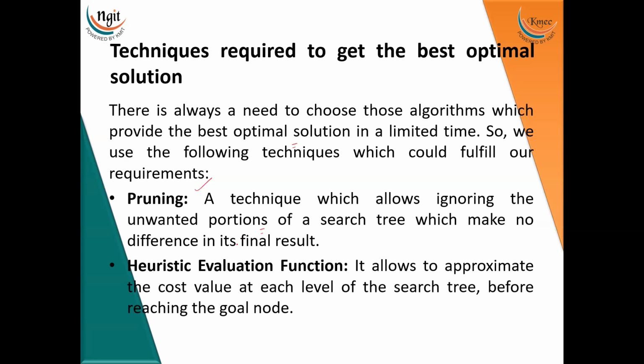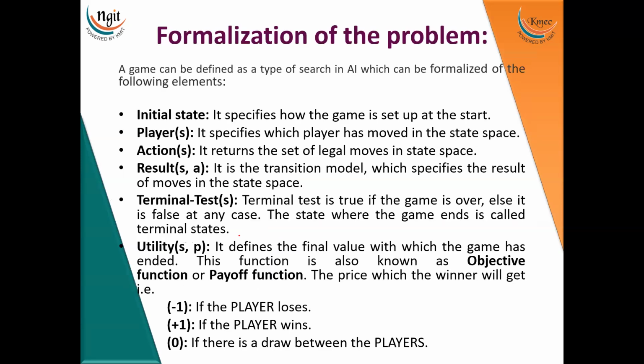Another one is the heuristic evaluation function. It allows us to approximate the cost value at each level of the search tree before reaching the goal. Okay, approximation of the cost value at each level of the search tree before going to the goal node. That is what we call the heuristic evaluation function.